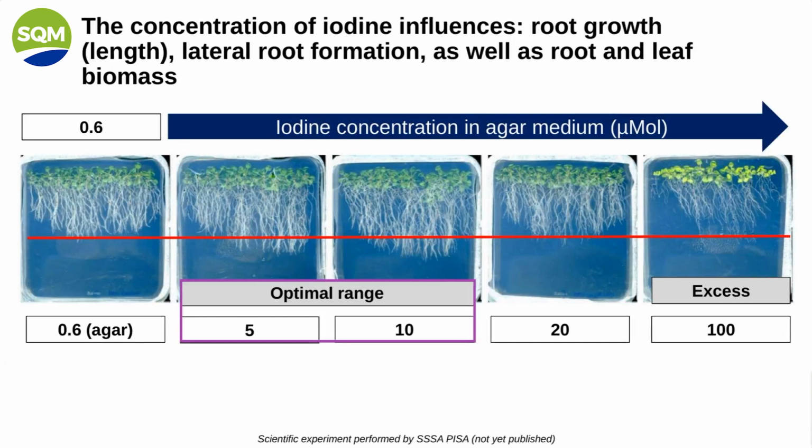It's also possible to apply an excess of iodine, as you see on the far right, where the leaves of plants are becoming a bit chlorotic and the roots develop less well. But remember, this was 10 times more than the upper dose, which we would consider the optimal range for iodine.